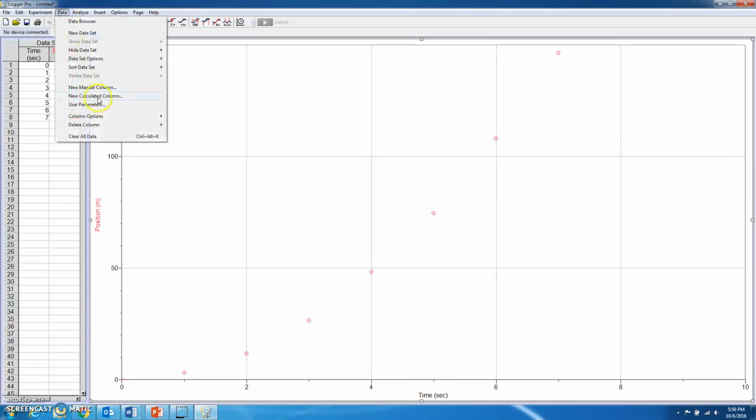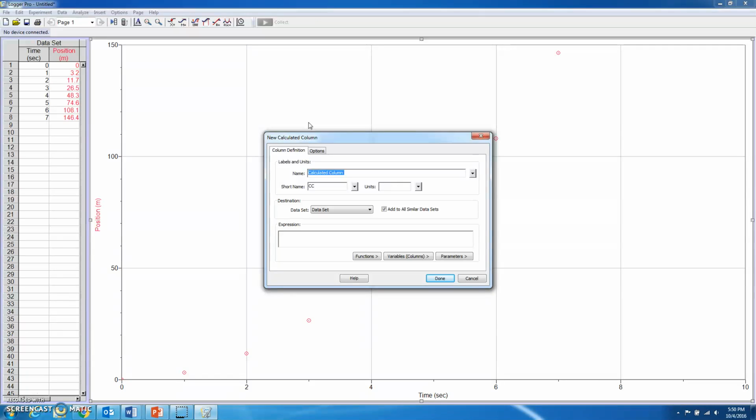We're going to go up to data, new calculated column. We're going to call this time squared. I'm actually going to type that out. The short name is t squared, or t superscript 2. And this time we do have units. So the units are seconds squared. So seconds superscript 2, or s superscript 2. Just like before, we're going to put an expression in. This time we're going to select variables, time, and then caret 2 on the keyboard to show that it's time squared. Then click Done.